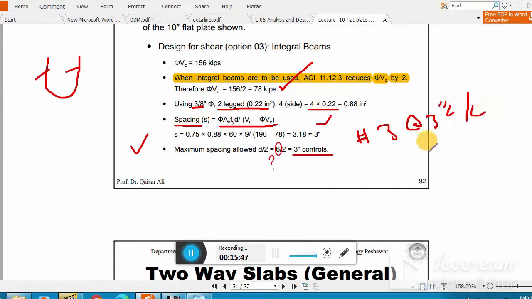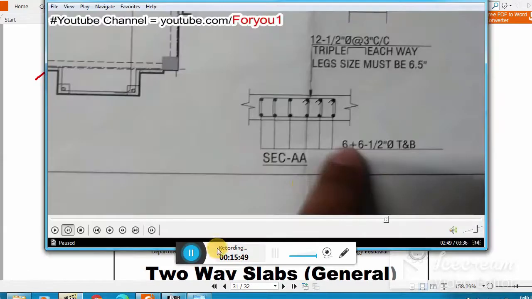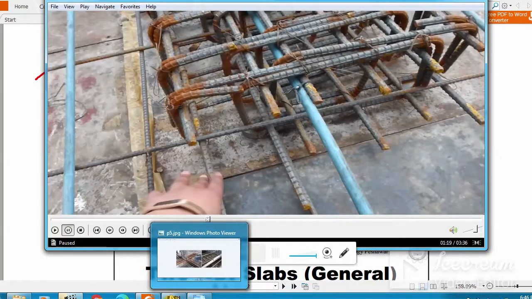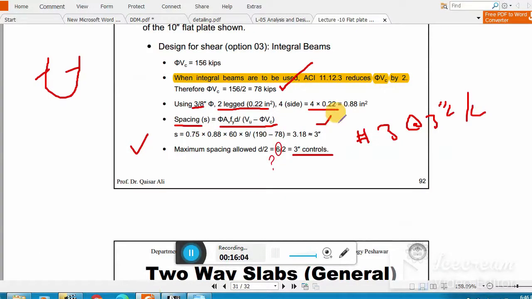Okay, here in this video you see they are using basically 3 inch center to center as well, and 6 leg stirrups, but we are using 2 leg stirrups at the rate of 3 inch center to center. So this is very important. This is all about shear design.